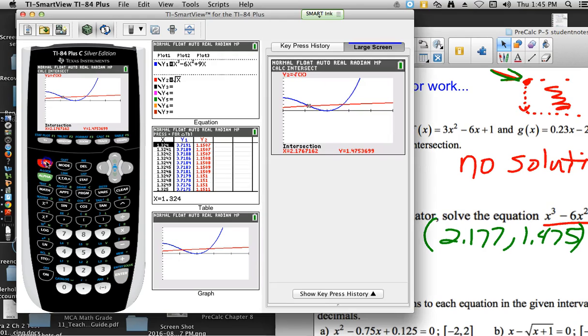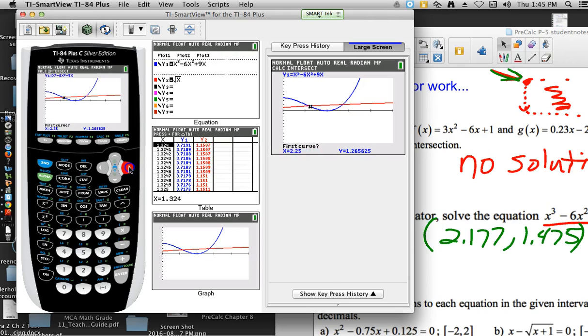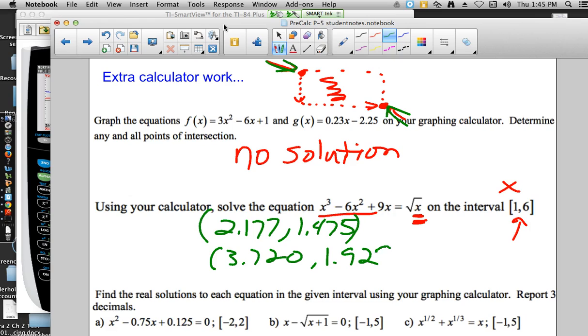And then we'll go after the other one, second trace, number 5. And let's get Blinky over here to the other intersection. And enter, enter, enter. So that one is 3.720, 1.929. And now you've seen what you need to see to work through the rest of this.